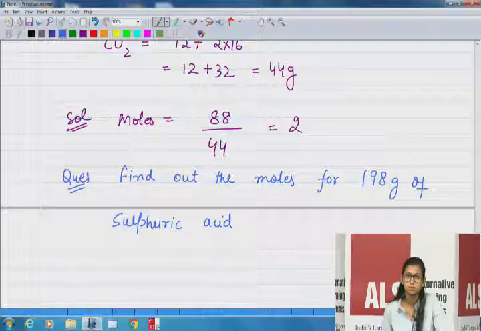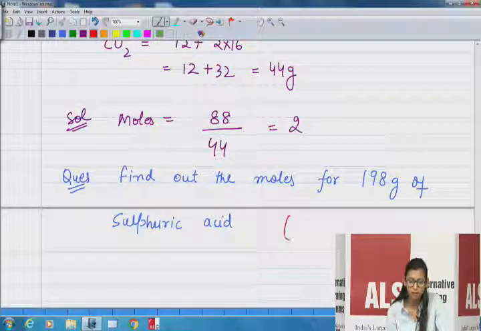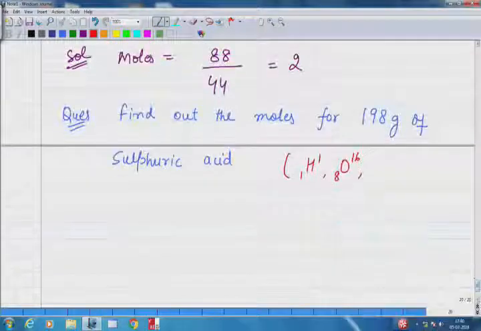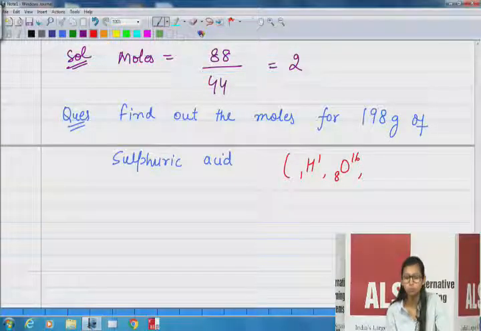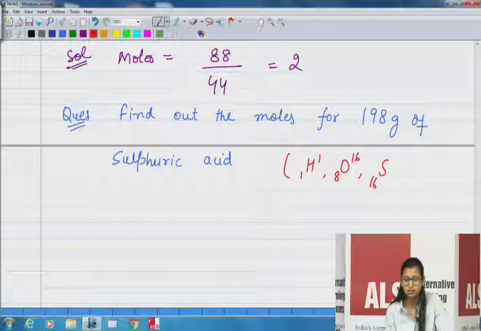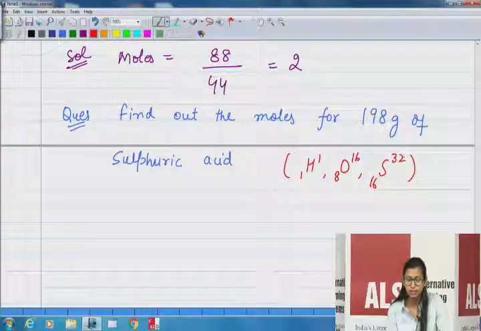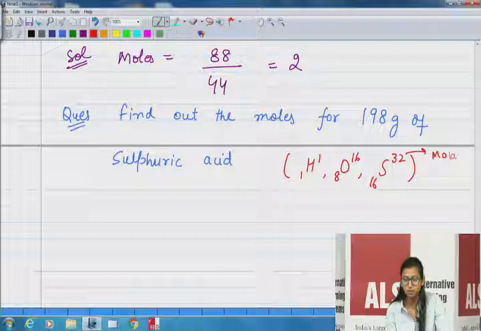Now you people will get stuck for the sulfur. I am writing a few things here. Hydrogen is 1H1, oxygen is again 8 and 16. I am writing the masses here. The molar mass of sulfuric acid, you have to find out on your own, right? Sulfur is 16 and 32. The above ones written are the atomic masses, right? Don't get confused.